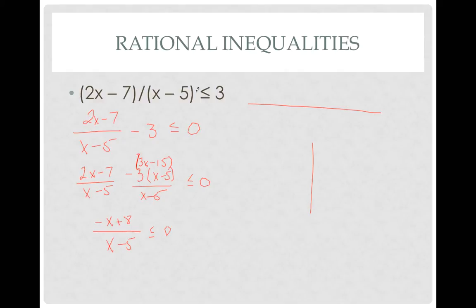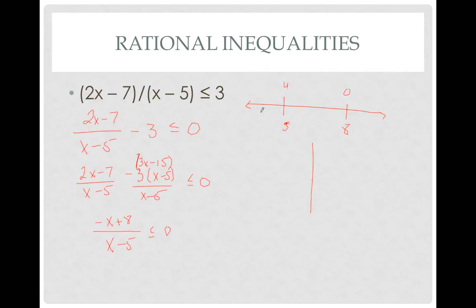Okay, now, critical points. You'll see this in a second. Critical points are whatever makes the numerator 0 and whatever makes the denominator 0. So there's two values here. If x is 8, it makes the numerator 0. And if x is 5, it makes the denominator 0. So we have a 5 and we have an 8. So let's think about it: when I plug in a 5, that's undefined, and when I plug in an 8, it's 0. Undefined because the denominator can't be 0.